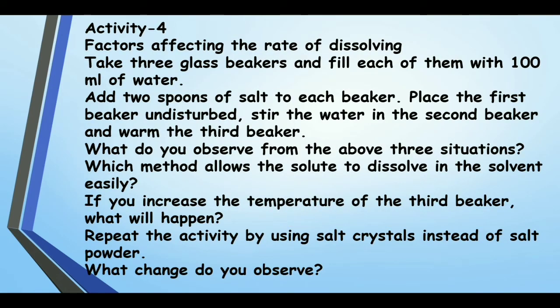Activity 4. Factors affecting the rate of dissolving. Take 3 glass beakers and fill each of them with 100 ml of water. Add 2 spoons of salt to each beaker. Place the first beaker undisturbed. Stir the water in the second beaker and warm the water in the third beaker. And what are your observations in the above 3 situations? If you increase the temperature, then it dissolves faster when compared to the stirring and undisturbed.